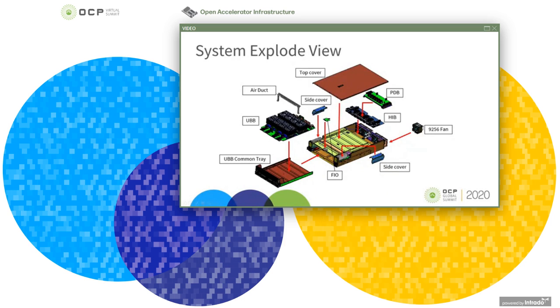Here is our system exploded view. Honestly, our design is simple and I have nothing much to introduce here. Maybe just let you know that the OAM will be screwed on the UBB and the UBB will be screwed on the UBB common tray, and we can put the UBB common tray into the chassis. HIB and PDB can be installed from the rear top side, and the side cover is designed for PCIe add-on card install. And the top cover, side cover, fan, PDB, and UBB common tray are all toolless designed.